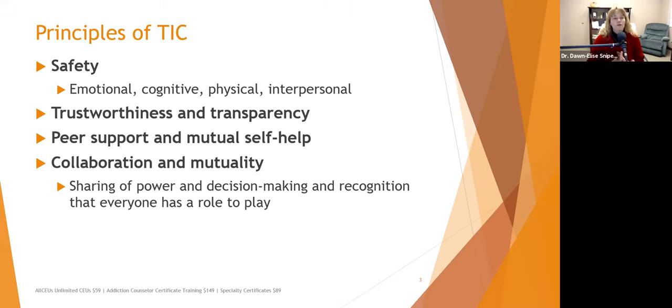Safety. This is first and foremost. People who've been exposed to trauma really need to feel safe. They need to feel emotionally safe, like you're not going to push them too far where they can't come back. They need to feel cognitively safe, like their thoughts and their opinions are valid and they can state them without fear of repercussions. And they need to feel physically safe, and that goes without saying.